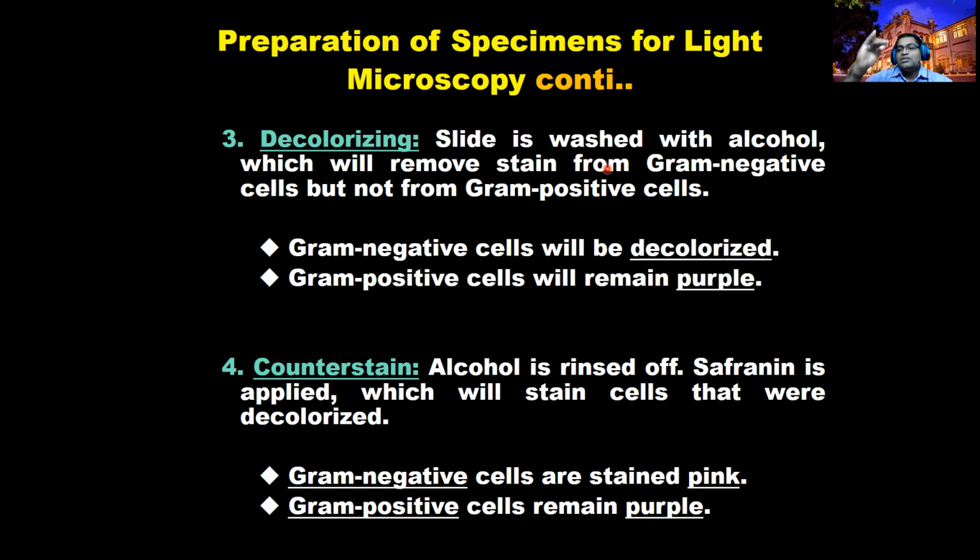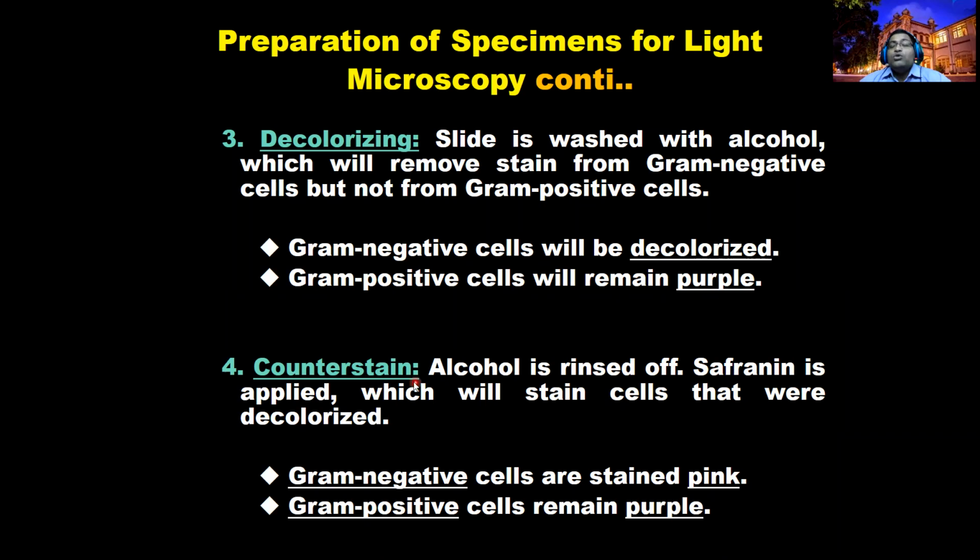You will add the crystal violet iodine as a mordant. Then allow it to sit for a certain time, and wash it off with alcohol. If that second dye is removed and there is no color, it indicates gram negative bacteria. If it is not removed, it is an indication of gram positive bacteria. Right? Gram negative cells will be decolorized. Gram positive cells will remain purple.